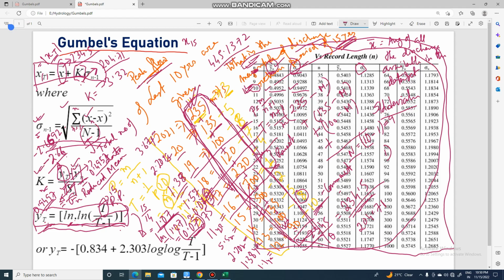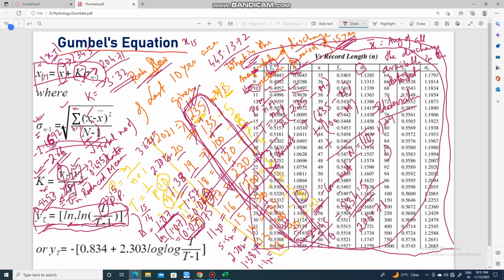Minus 2.66 is the value of yt. Now in this expression, k equals yt minus yn bar by sn, all the values are known. Yt is minus 2.66, yn bar is 0.4952, sn is 0.9497, and then you find that k is minus 3.32. So the only unknown value in this expression after step 1 was k, and k is minus 3.32.